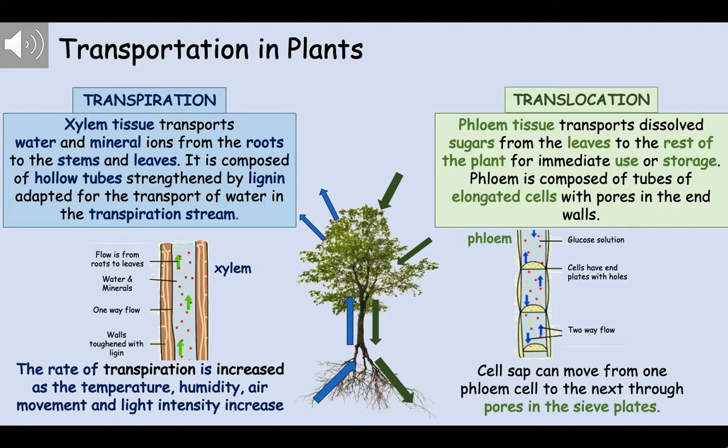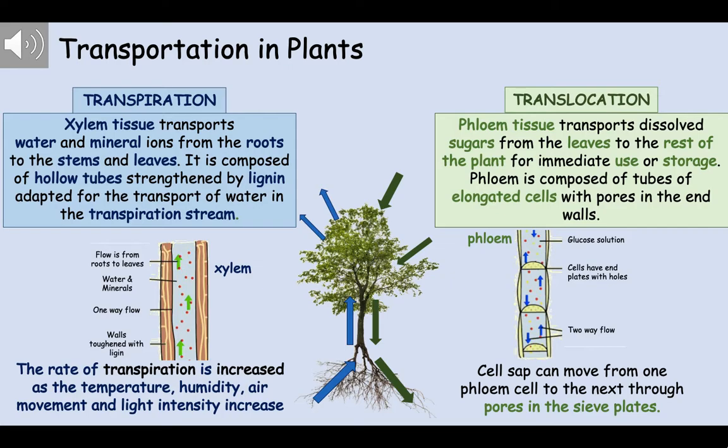And we know that the xylem tissue is mostly made up of dead, hollow tubes that are strengthened with something called lignin. So you can see from the diagram of the tree in the middle there that all the arrows are pointing from the roots, through the stems, up out of the leaves. And that is a process called transpiration. So when we're talking about transpiration, we're talking about the movement of water through a plant.